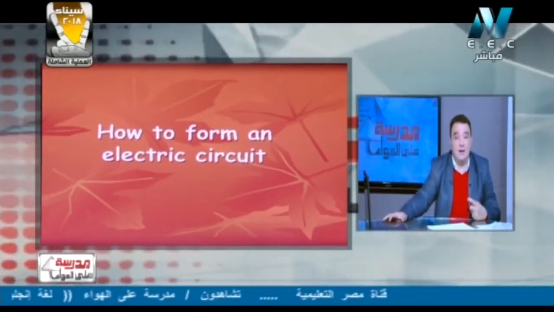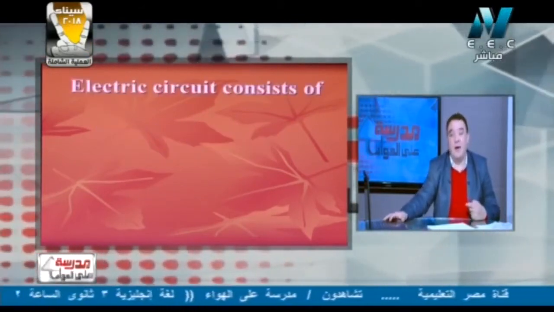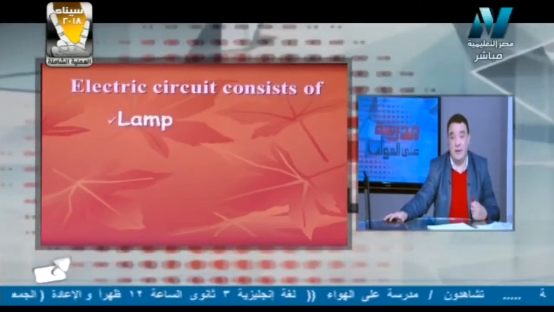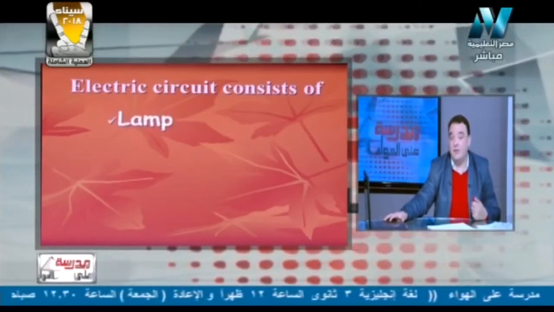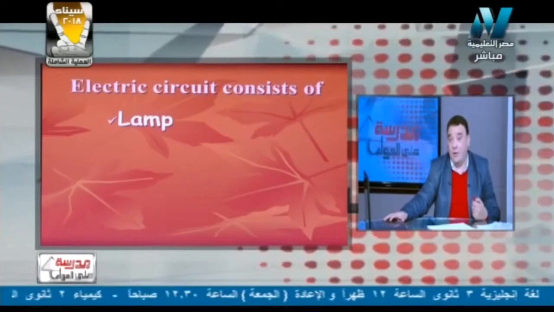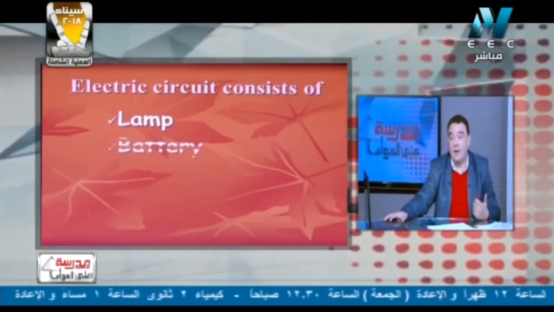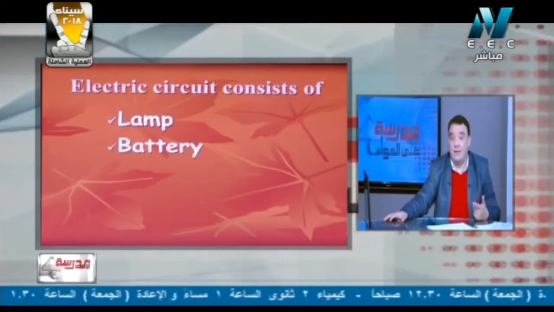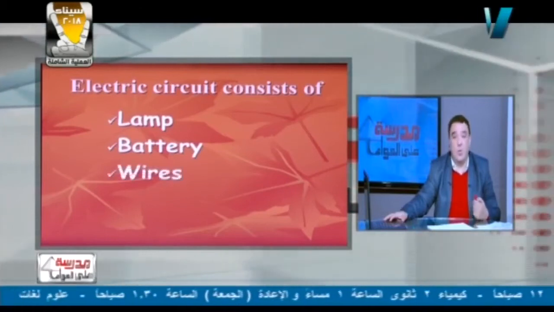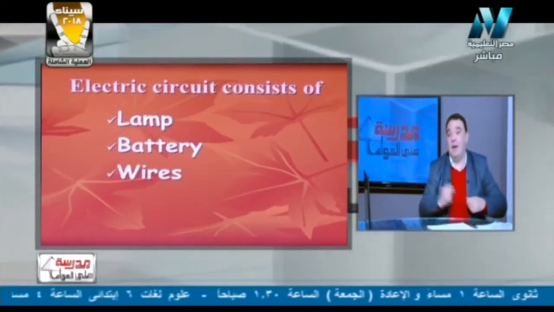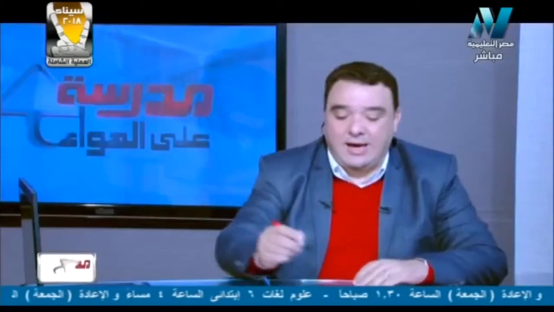ازاي اعمل حاجه اسمها دائره كهربيه او electric circuit. I have a definition for this electric circuit, but before this definition I have the components of the electric circuit. ايه هي مكونات اي دائره كهربيه؟ لامب مصباح كهربي، بطاريه، and also wires اسلاك. يبقى ازاي اعمل حاجه اسمها electric circuit. I have a lamp like this.